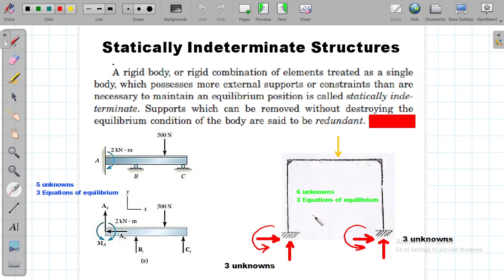You can also have statically indeterminate trusses, but the basic concept is exactly the same as I have explained. On the contrary, if you have a structure with fewer unknowns and more equations of equilibrium, it will also be treated as an indeterminate structure, and it is said to be redundant. That structure will also not be solved. So this is a very brief and precise definition, along with some practical examples, of statically indeterminate structures.